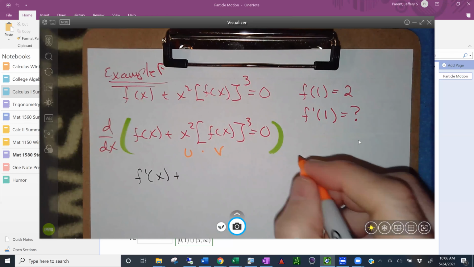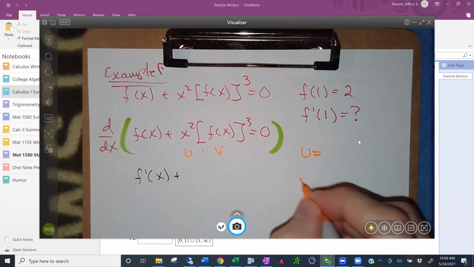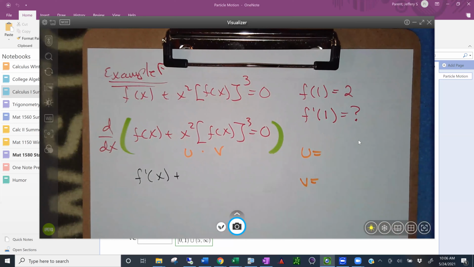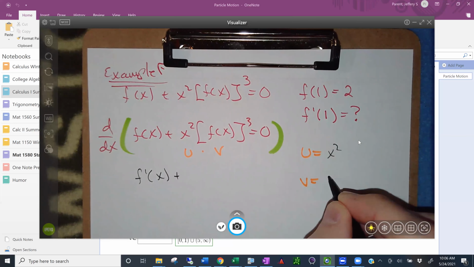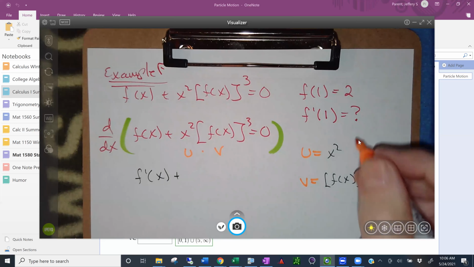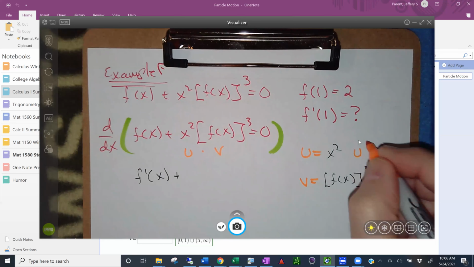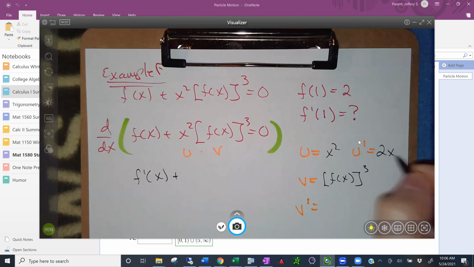Actually, you know what? Let me write these down here. U and v. U is going to be my x squared. V is going to be f of x cubed. And now let's figure out u prime and v prime. U prime should be easy. V prime, not so much. U prime is just 2x.